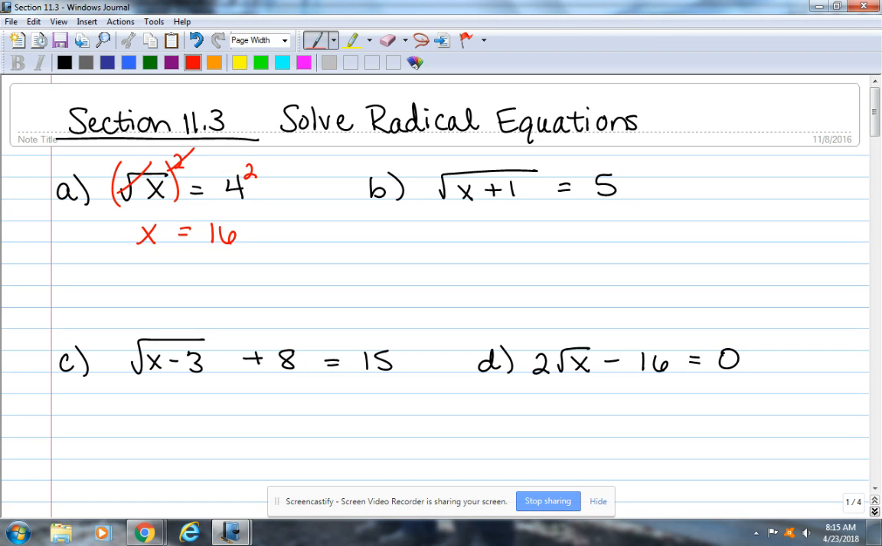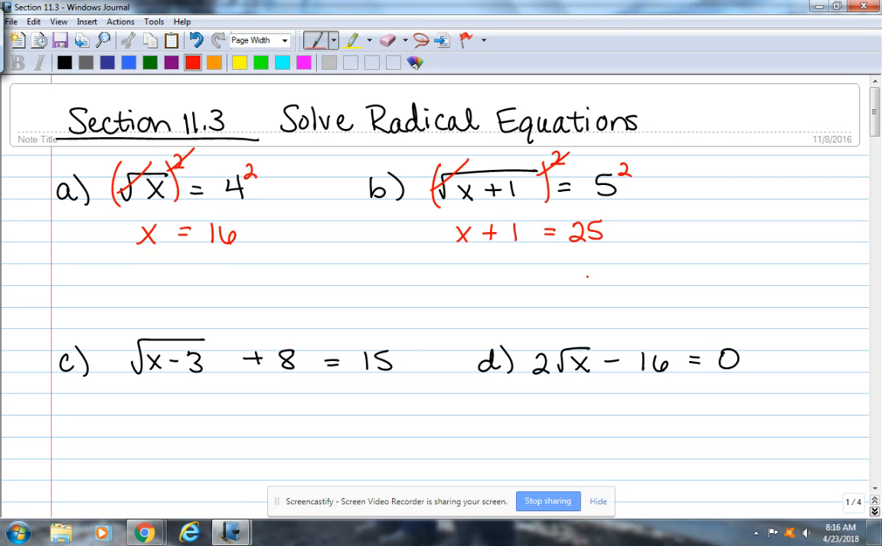All right, so B says the square root of x plus 1 equals 5. So notice that the whole entire left-hand side is under a radical. So if the one whole side is under a radical, go ahead and square both sides to get rid of the radical. So the square and the radical cancel each other out. So you just write down what's on the inside, which is x plus 1 equals, what is 5 squared? 25. And then you solve that little bitty baby equation.